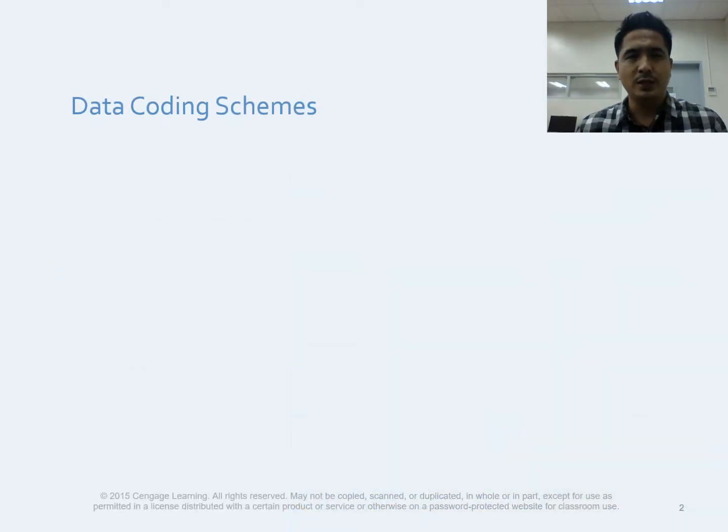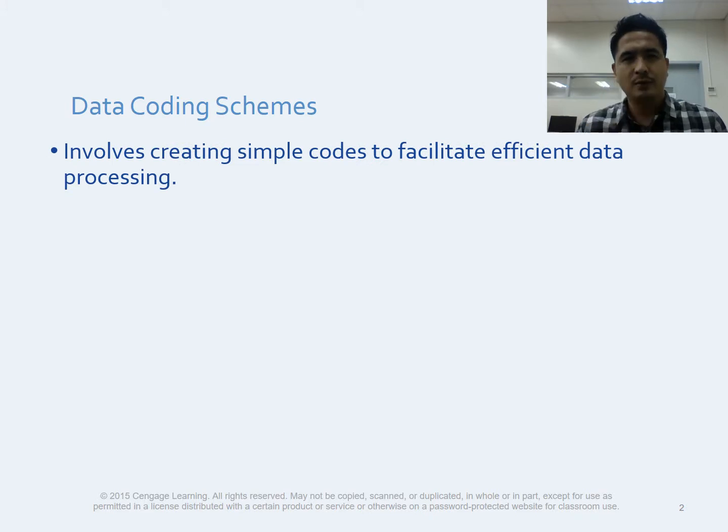Okay, data coding schemes. So we do this so that we can facilitate processing of a large volume of transactions. For example, you want to process sales transactions. So if we have a lot of receivables to customers and there is no specific code for specific customer, it's difficult to process these transactions.